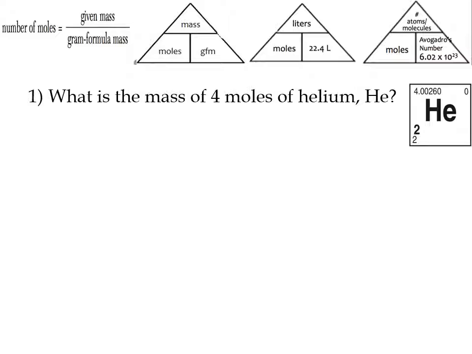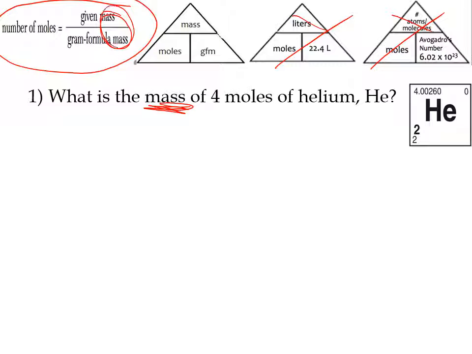The question says, what is the mass of 4 moles of helium? And it tells us that is He, the formula for the element helium. So we're looking for the mass. That eliminates these two triangles because they have liters and number of atoms. We're going to use this triangle here that says mass. And that relates directly to our formula over here, because that talks about mass in these two parts of the fraction.